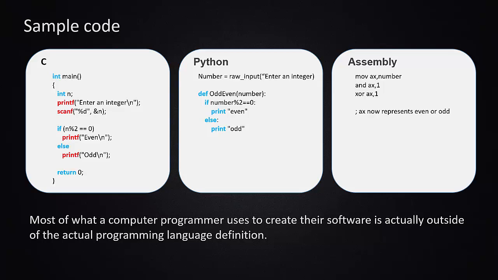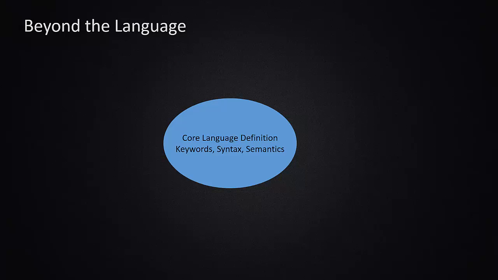So if most of what we talk about as being in a computer language is fairly small, what actually is in that language? Well, you have the core language definition, which includes the keywords, the syntax, and the semantics of the language. That will give you the basic framework, in which, that's a bad word to use. The basic pieces that you need to use to write the solution.